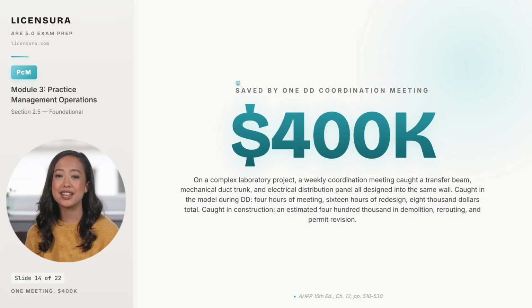Caught in the model during DD, the conflict cost 4 hours of meeting time and 16 hours of redesign, about $8,000 total. If the same conflict had been discovered after construction started, concrete would have to be demolished, ductwork rerouted with a 6-week delay, the electrical panel relocated with a permit revision, an estimated $400,000. The difference was a project architect who insisted on weekly meetings with all disciplines in the same room, looking at the same federated model.